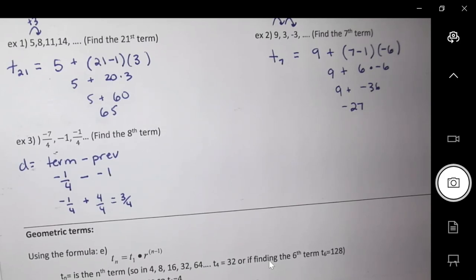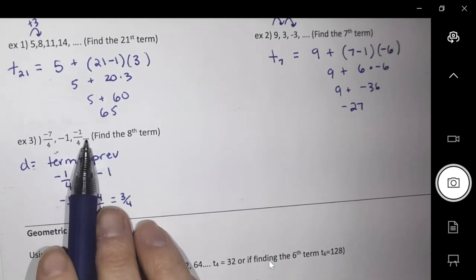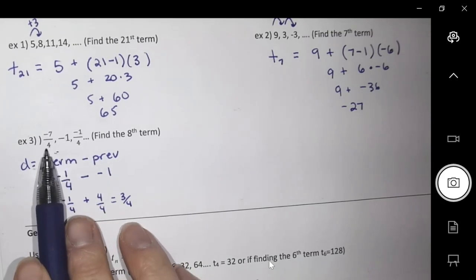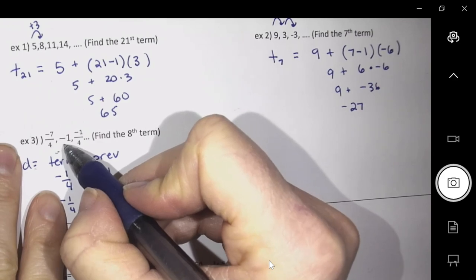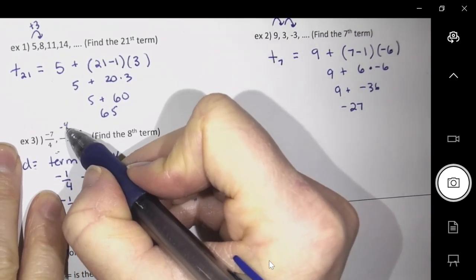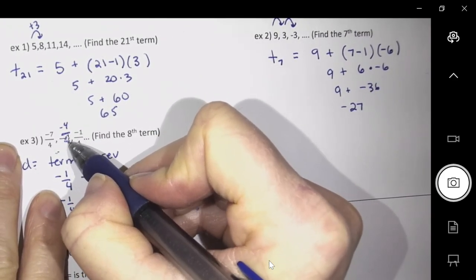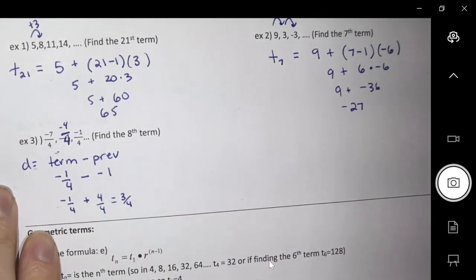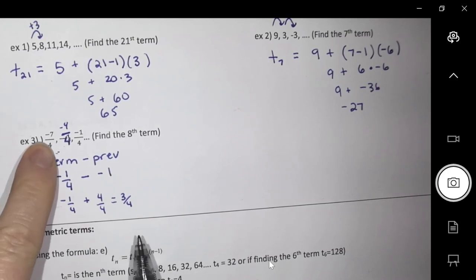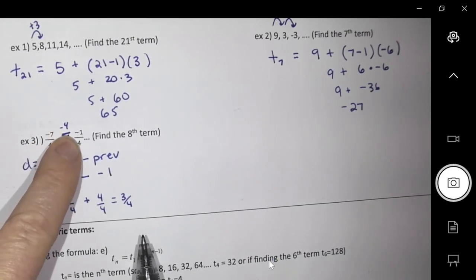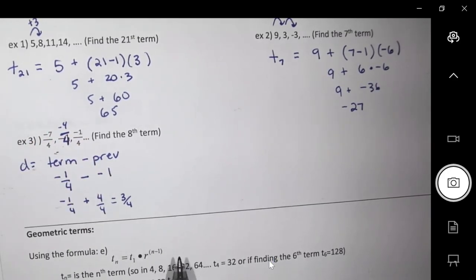Okay. I have also seen this from people. Do you notice how these terms are going up? This one has a 4 on the bottom, this one has a 4 on the bottom. So if I replaced this with a 4 on the bottom, it would be a negative 4 over 4. Can you now see the pattern? Does this look like I'm going up by 3/4?